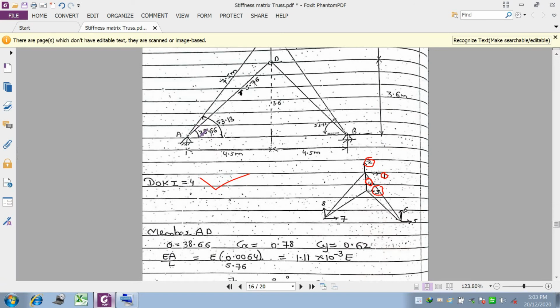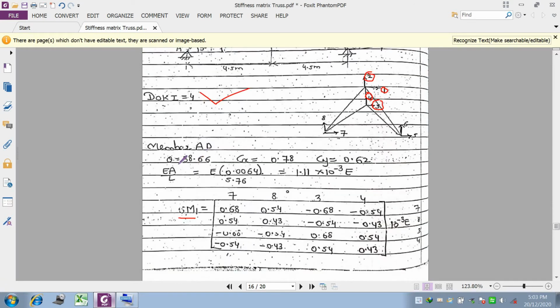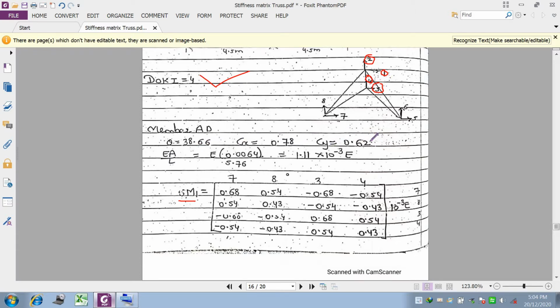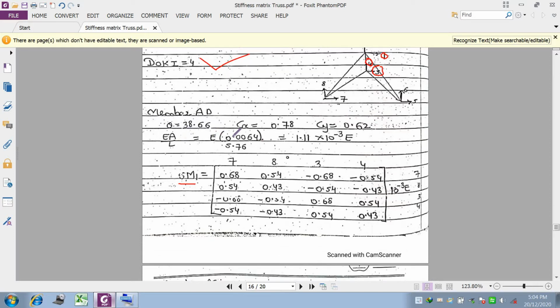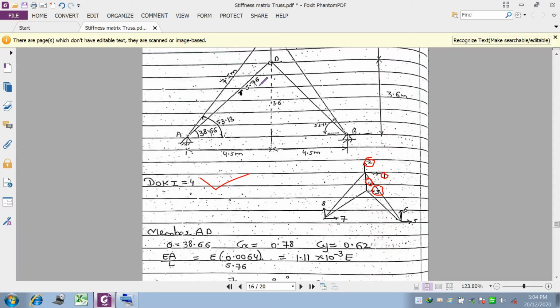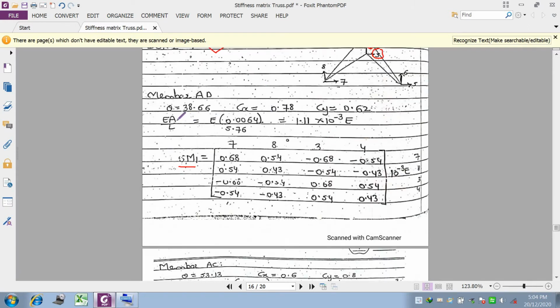At AD the angle is given as 38.66, so theta is equal to 38.66. Cx is cos of 38.66, and Cy is sin of 38.66, that is equal to 0.62. A is given as 0.0064. E is not given. Length we can calculate as per the dimension; length is 5.76. So we will get the value of EA by L in the form of E. You can put the value of 10 to the power minus 3 E outside the bracket.